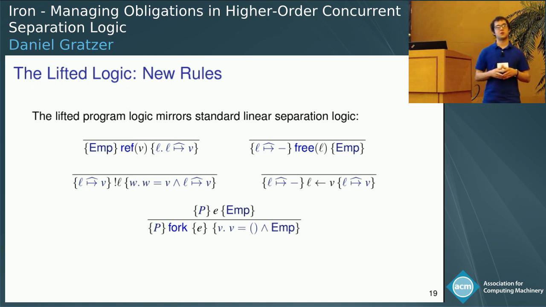Now, the program logic becomes a lot cleaner in this lifted logic. In particular, we get a lot of the rules from standard linear separation logic. So we have emp, we allocate, we get L points to V. If we free, we get to drop the points to, and we get emp back. But I want to point in particular to the rule for fork, which I think is quite clean. It says if you fork off a thread that doesn't leak, the whole program doesn't leak.